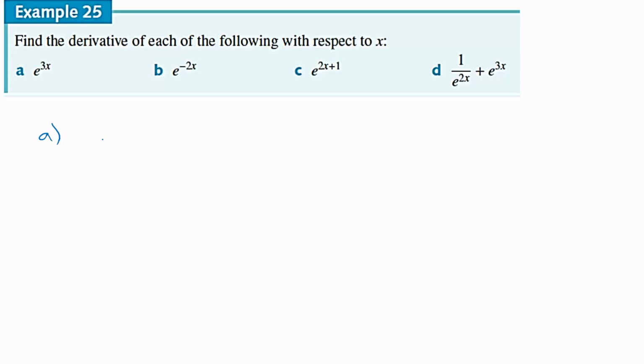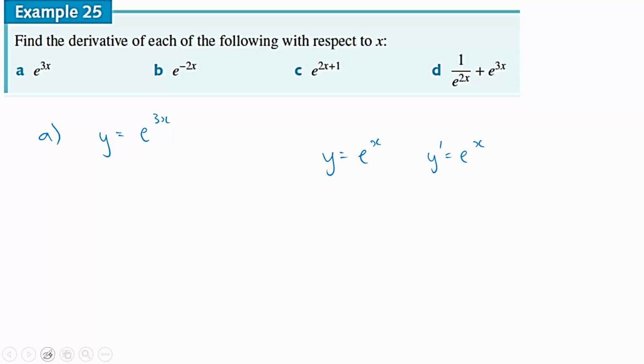A. Y equals e to the power of 3x. What I want you to understand is exponential. The only one rule you knew for 9g was e to the power of x, the derivative is itself. That's all you know. So anything that's different to this, use chain rule. Okay, so anything that's different to this, use chain rule.